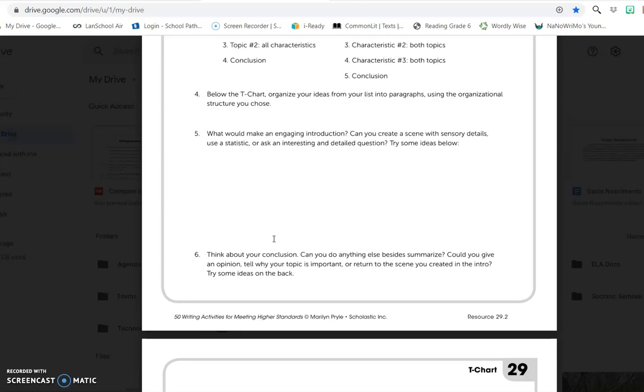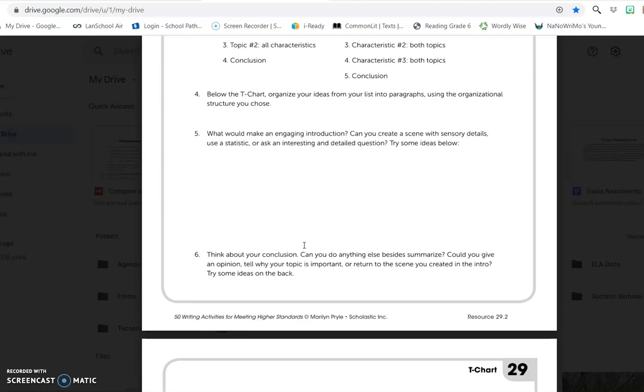Can you tell why your topic is important? Does it have some social or environmental drive behind it? Why should people be focused on the topic that you're talking about, and you're comparing or contrasting? Or do you take it just back to the introduction? If you started the story with some sensory details, do you close it that way?